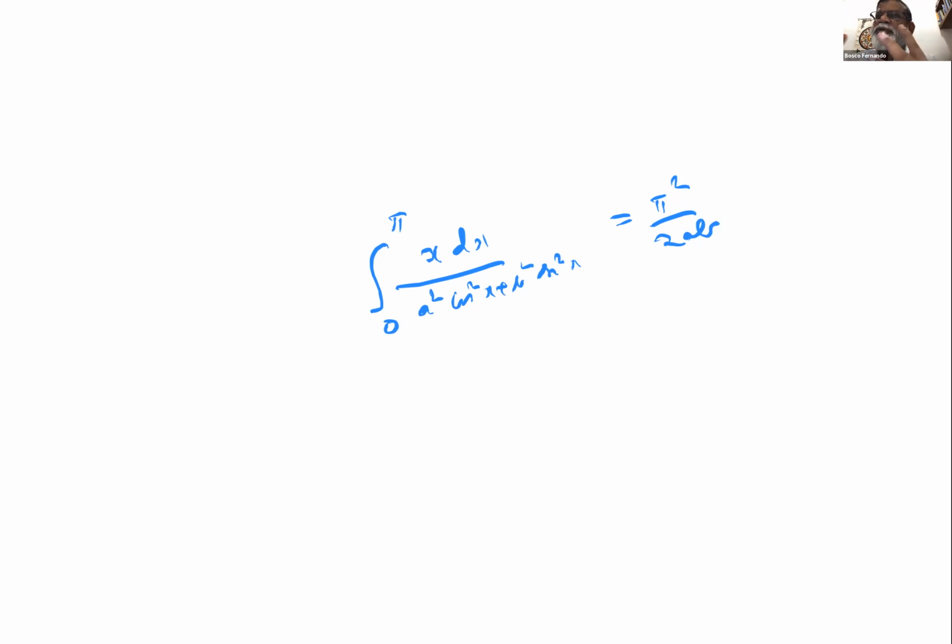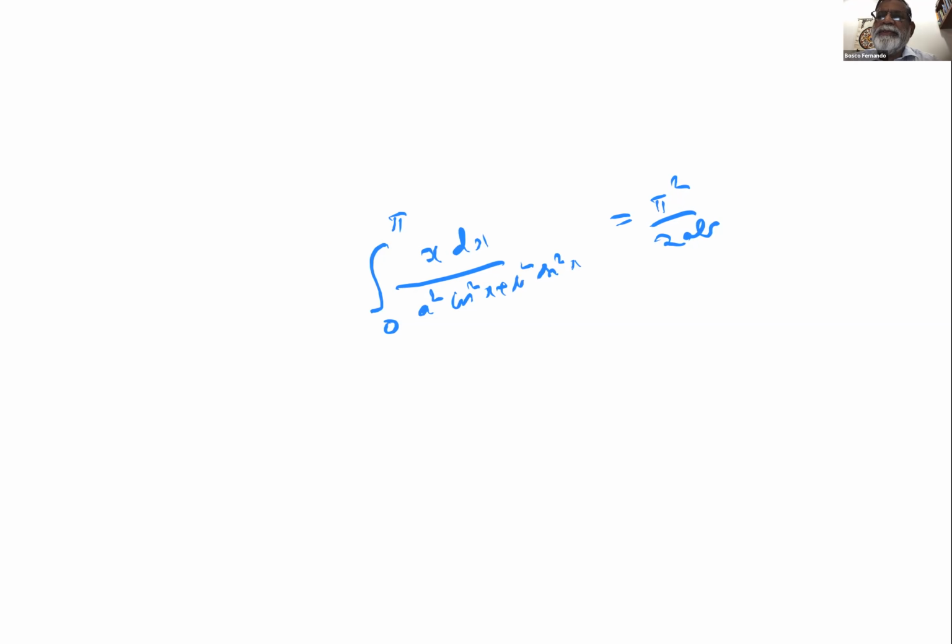So in that category, integral 0 to pi x dx by a squared cos squared x plus b squared sin squared x is equal to pi squared by 2ab. It appeared in the exam. It takes at least 2-3 minutes even when you work at high speed. So God might have given you a good memory. Instead of storing unwanted things in the upper story, store these standard problems and definitely you will be able to manage.